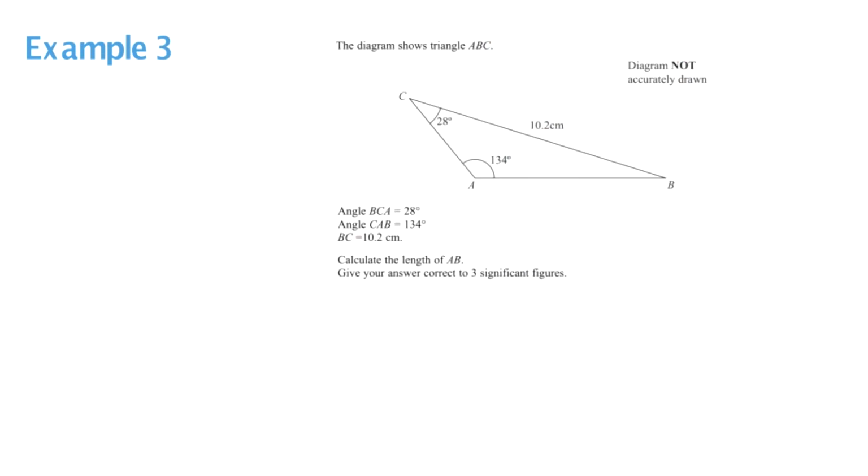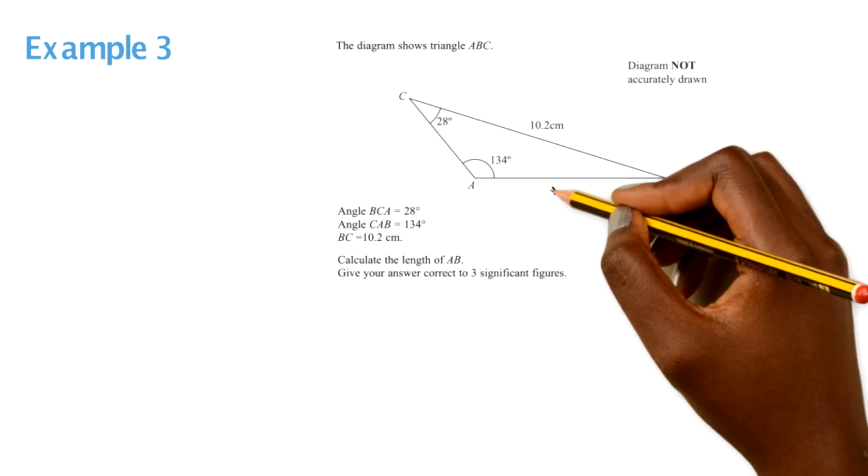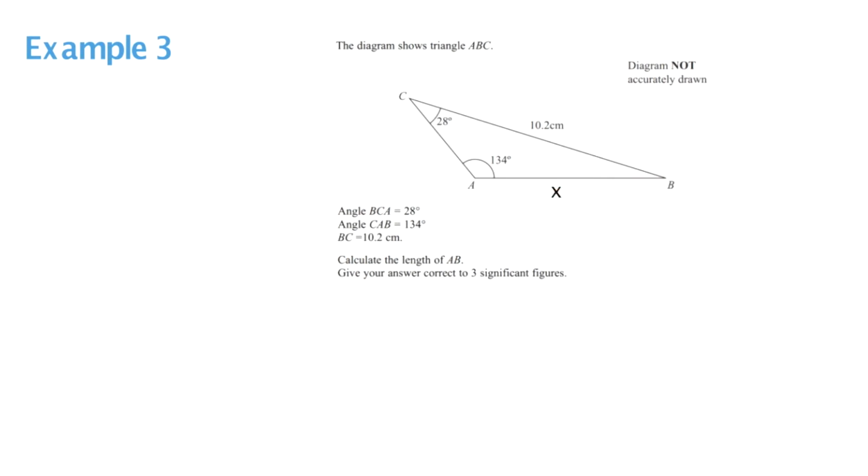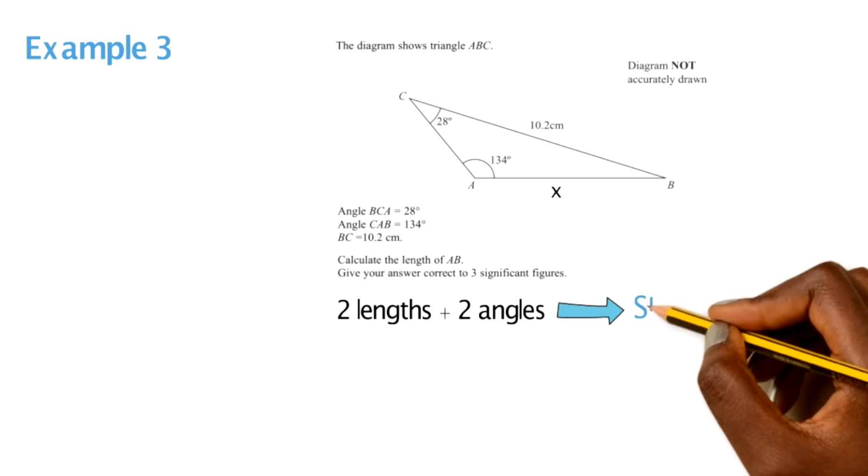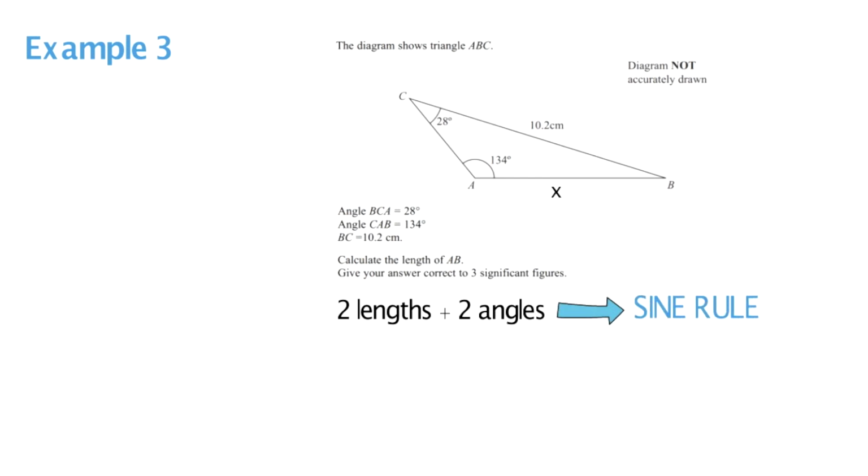And our last example for this video. Okay, so it wants us to work out the length AB. So again, I'm going to label AB as X this time. Question mark or X or whatever you want to label it is fine. So in this case, we've got 2 lengths, the 10.2 centimeters and the X, and 2 angles. So we're using sine rule because we have 2 lengths and 2 angles in total.